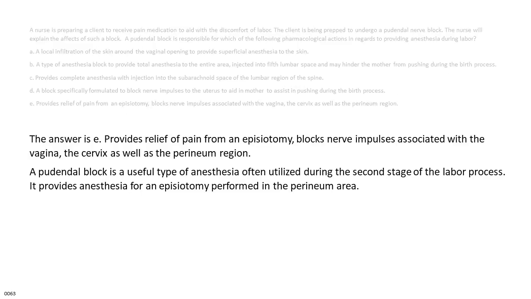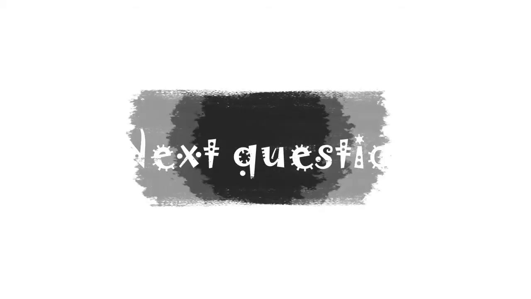The answer is E. Provides relief of pain from an episiotomy. Blocks nerve impulses associated with the vagina, the cervix as well as the perineum region. A pudendal block is a useful type of anesthesia often utilized during the second stage of the labor process. It provides anesthesia for an episiotomy performed in the perineum area.